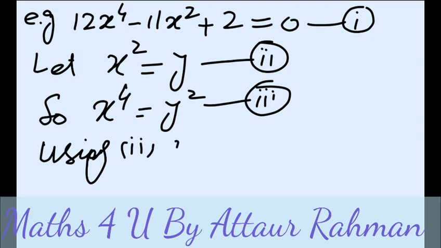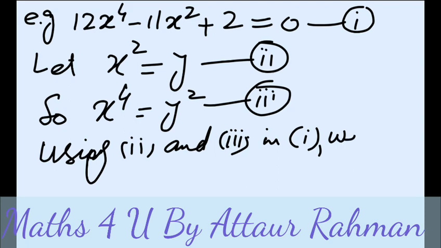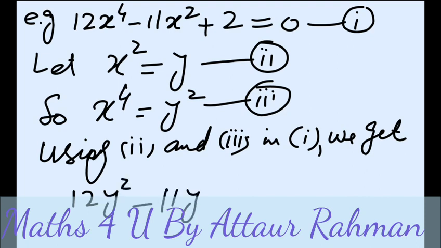This will reduce the given equation 1 to the standard form of a quadratic equation, and then we will be in the position to solve that equation by any one of the three methods we have learned, that is by using factorization, or by the completing square method, or by the quadratic formula. So now this equation is reduced to 12y square minus 11y plus 2 is equal to 0. Now let us try factorization here.